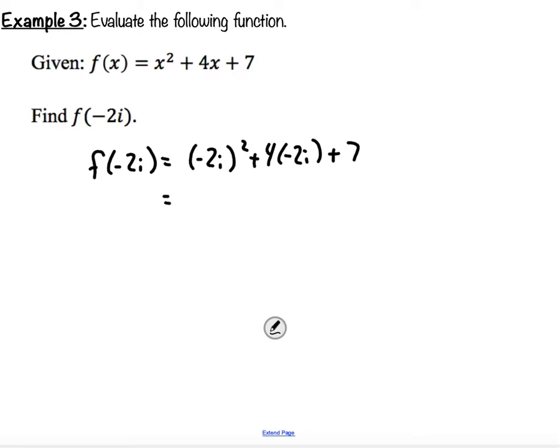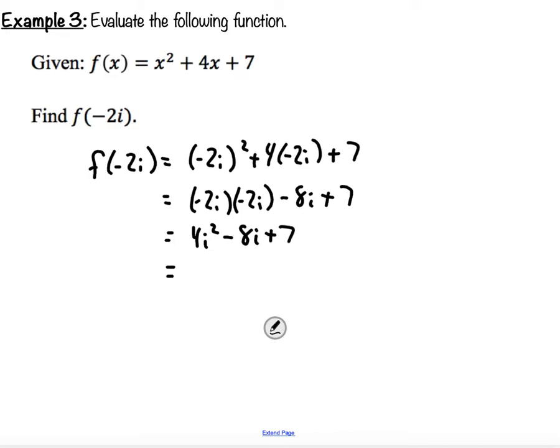But you have to remember what that means. It means a negative 2i times a negative 2i. So that's 4i squared. Remember, i squared has a value of negative 1, so that becomes a negative 4. Combine your constants: negative 4 plus 7 is a 3. So we just end up here with f of negative 2i.